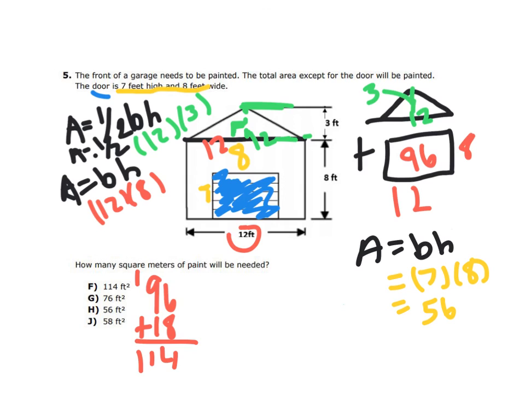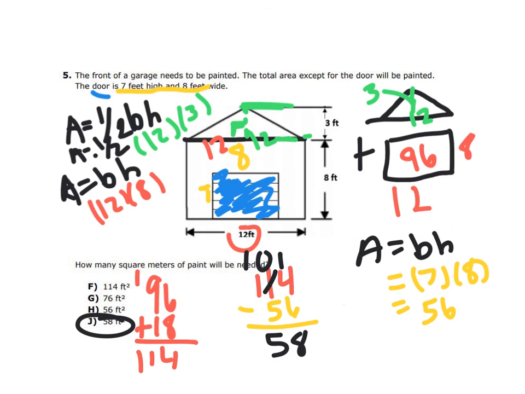Okay, so what do I do now? Well, I have total area. And I'm going to subtract the area of the garage to give me the area of what I need to be painted. So when I borrow, 14 minus 6 is 8. This becomes 10. 10 minus 5 is 5. 58.